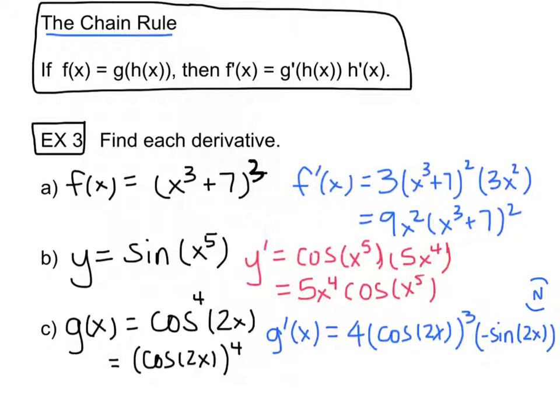Let's see, so I have a 2 times a 4, so I have an 8 out front. I could move my negative from my sine out front as well, make that a negative 8. And then I have cosine cubed of 2x. Remember, I can move that 3 from the outside to the inside or the inside to the outside. It means the same thing. And then times sine of 2x.